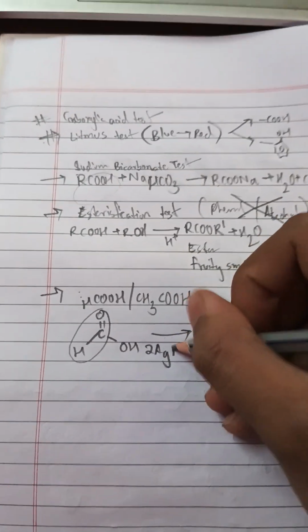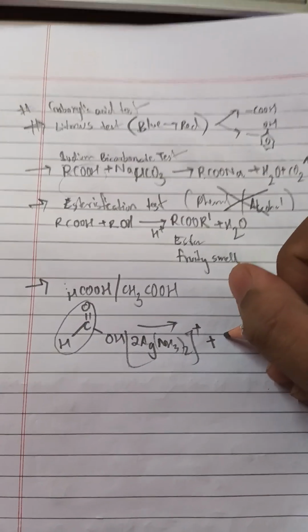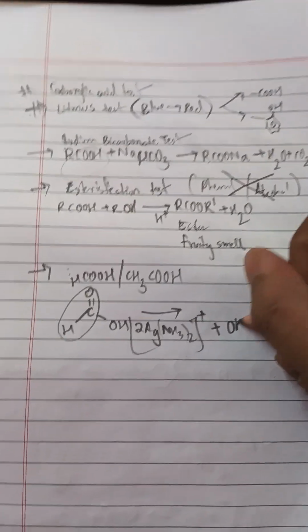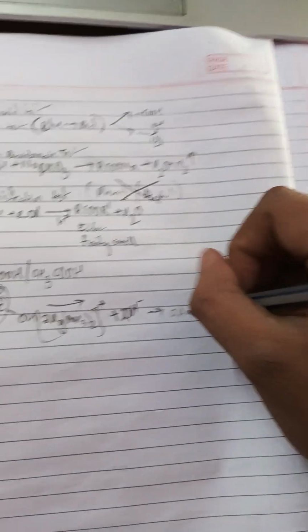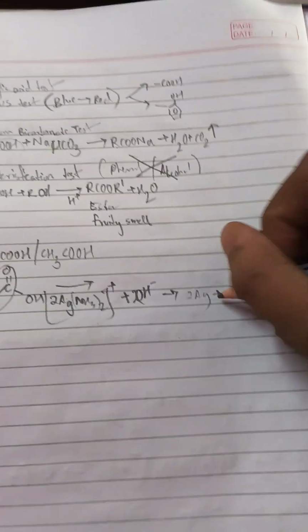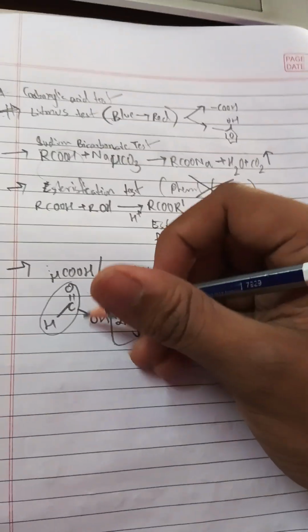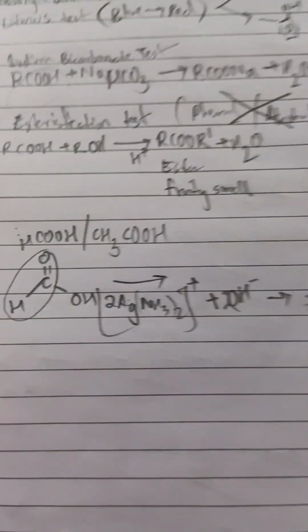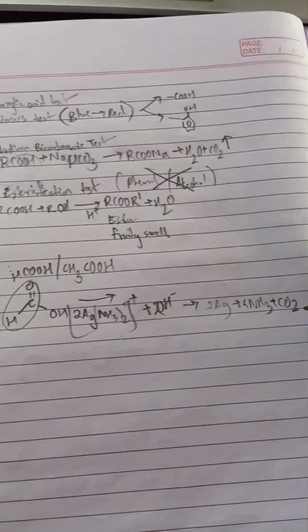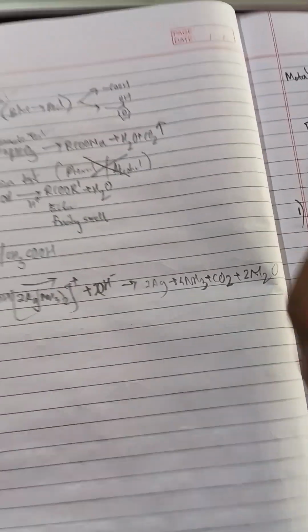It is the 2 Ag(NH3)2 plus, plus what? It is the 2 or 3 OH. Let's go with 2 OH, which gives, we have Ag, so it will give 2 Ag. We have NH3, so it will give 4 NH3. We have this thing and this thing, and both of them will go together and form what? 2 H2O, plus CO2, and at the end plus 2 H2O.